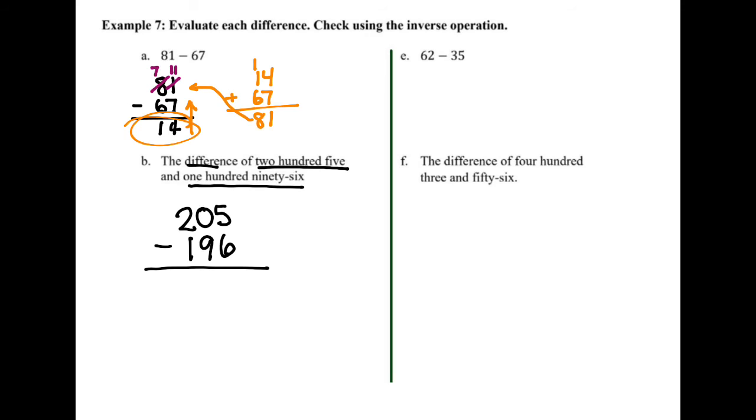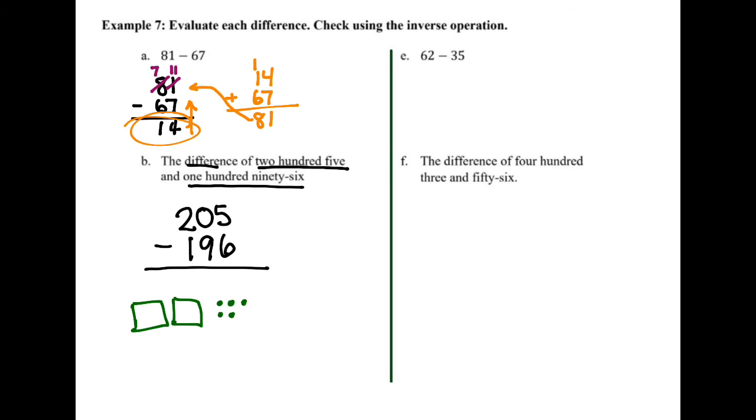Okay? So going down, 5 minus 6, can't do it. So we're going to move into the next column and borrow. We don't have anything in the next column. So we've got to move all the way over to this one. Okay, now let me show you what that looks like using the base 10 blocks.